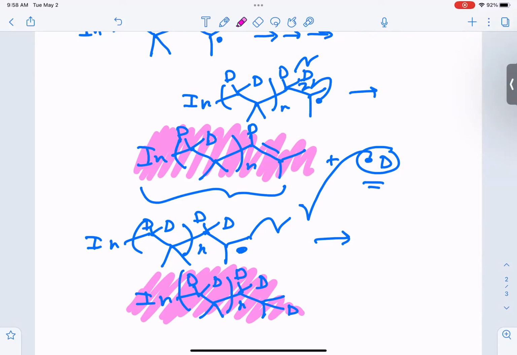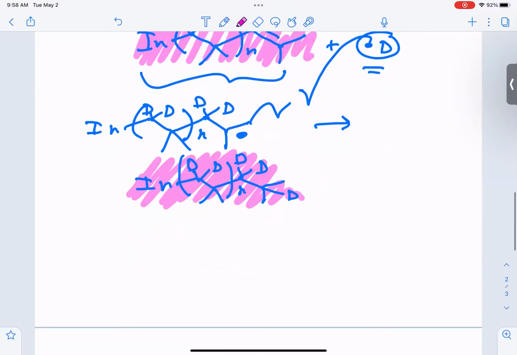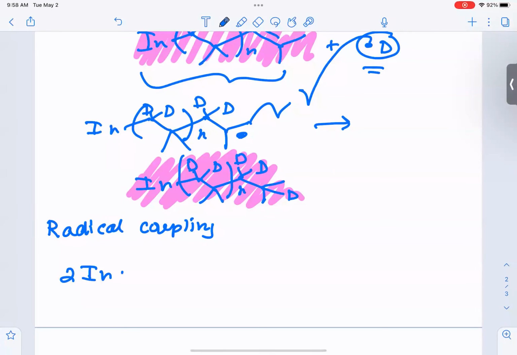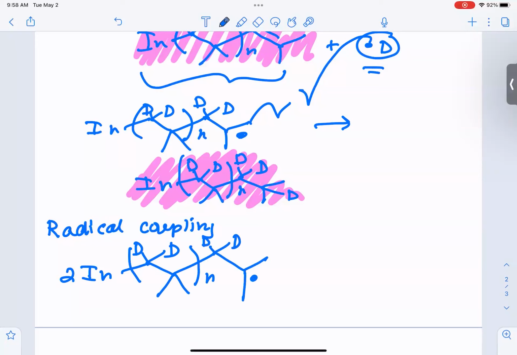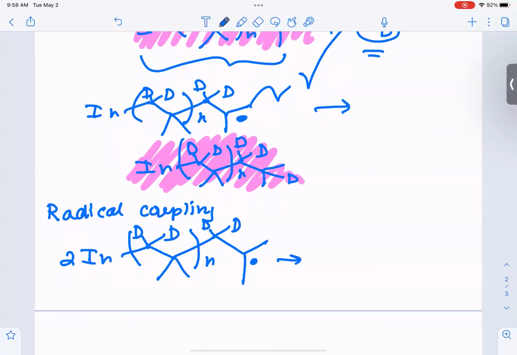Yeah. All right. So the other type of product that you can get can come from radical coupling. So that would be two of these coming together.